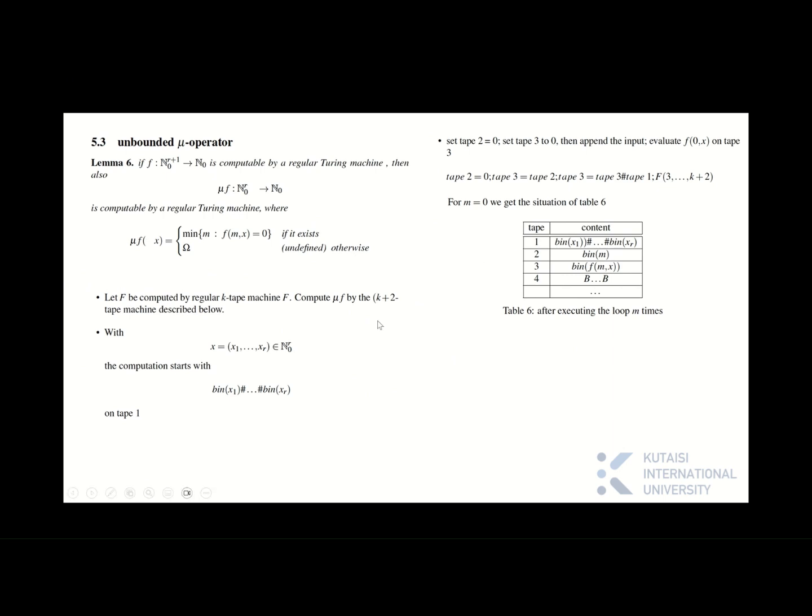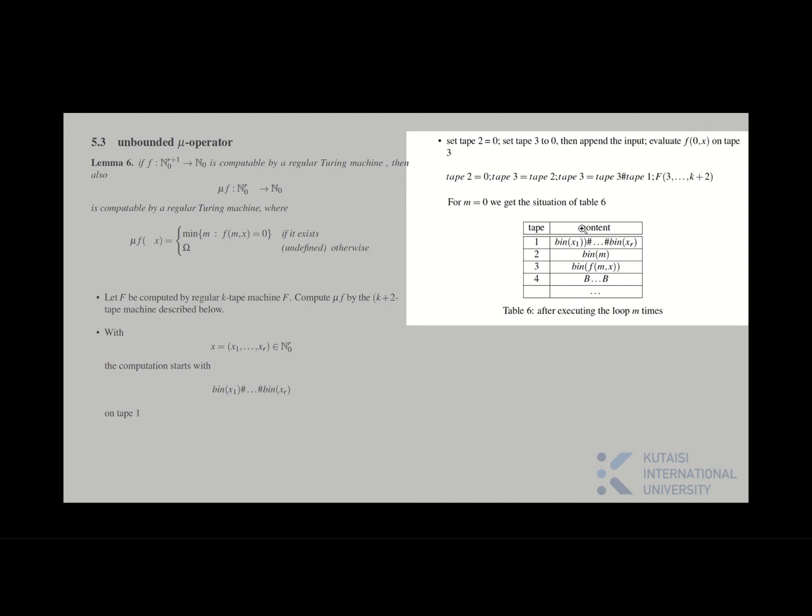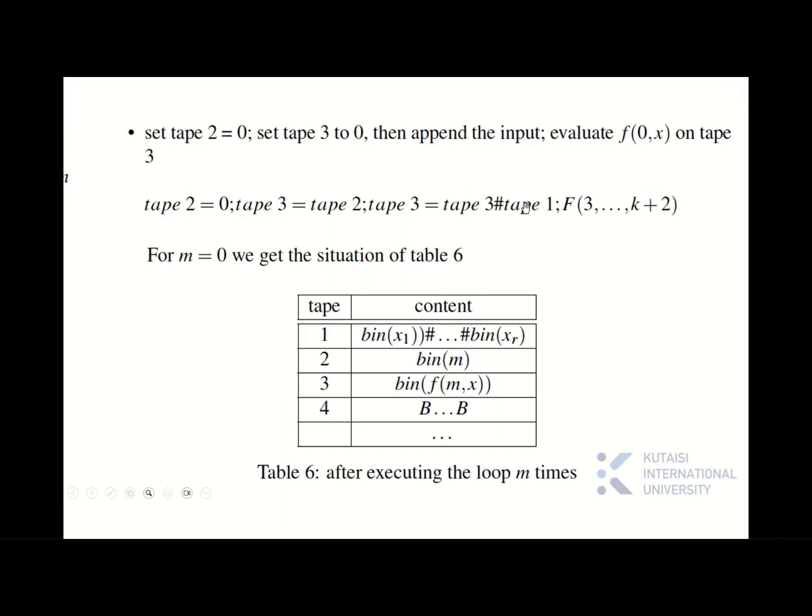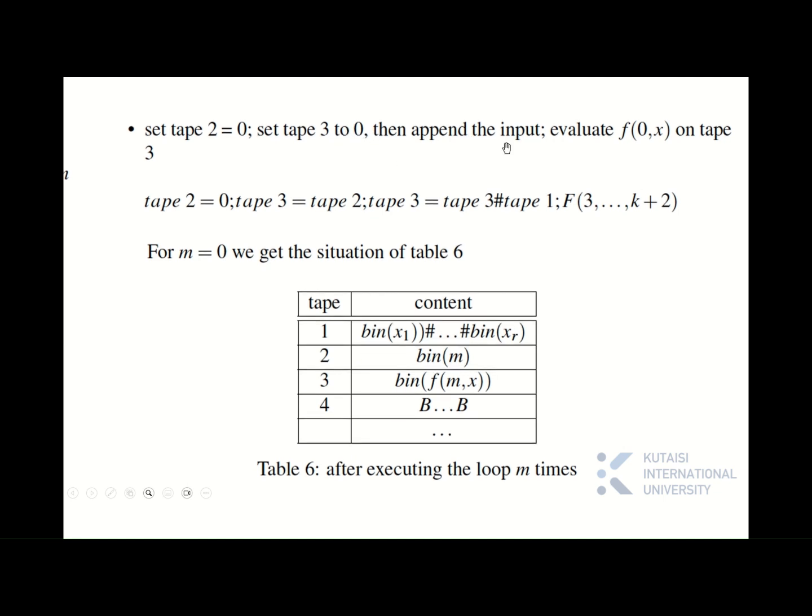So this is actually very easy, so let's try to do this. How do I do this? Imagine that these are my tapes, tape 1, tape 2, tape 3, tape 4. Initially, tape 1 contains my input. So what I do is I set tape 2 equal to 0. This is a Turing machine that erases, so there's nothing in the beginning, all blank, so we just put 0 there. Then I set tape 3 also equal to 0. Then I append the input and evaluate f(0, x) on tape 3.